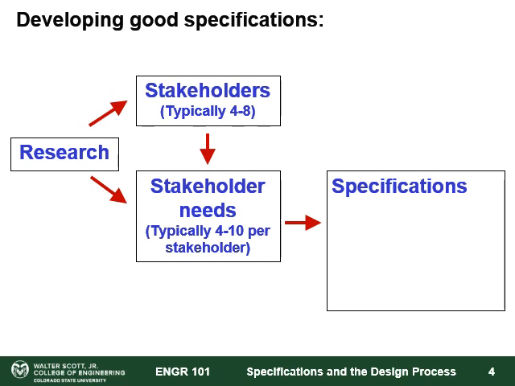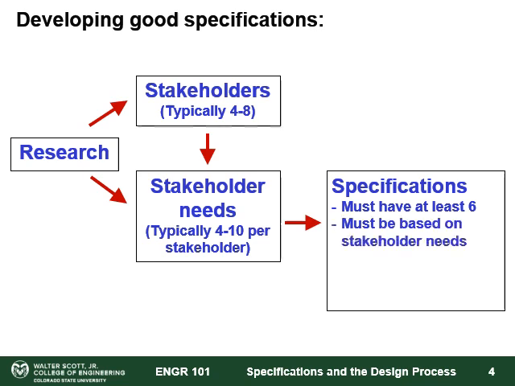And here is a checklist of things that you should be doing to make sure that you end up with good specifications. And I have used this checklist in looking at what you submitted for your specifications for stage 2. First off, there was a requirement that you must have at least 6 specifications. It doesn't make sense unless those specifications are actually based on stakeholder needs. So if you have a specification and it wasn't written up in your stakeholder needs, something's wrong.